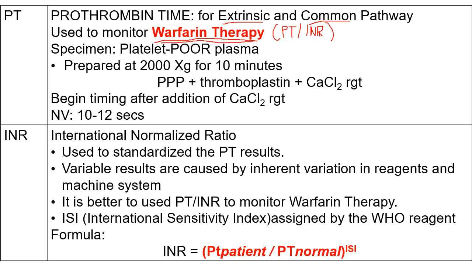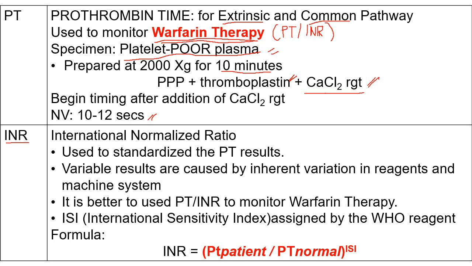So, kailangan mo specimen is a platelet poor plasma or PPP. To prepare this, you have to centrifuge your specimen at 2,000 RPM for 10 minutes. And then add thromboplastin as a reagent and calcium chloride. Mag-start ka lang mag-time after the addition of your calcium chloride. Okay? And the normal value is 10 to 12 seconds.